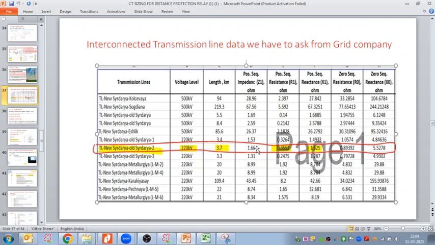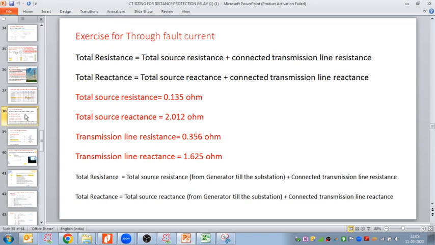Then positive sequence impedance: positive sequence resistance 0.3552, positive sequence reactance X1 1.625 ohm, zero sequence resistance, zero sequence reactance, and impedance also we have, right? Now we need to add both the resistance and reactance to find the through fault current, or the impedance at the fault point. For the through fault current, total resistance till the fault point would be total source resistance plus connected transmission line resistance.